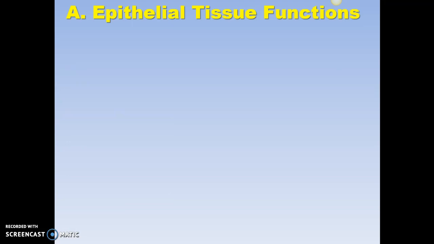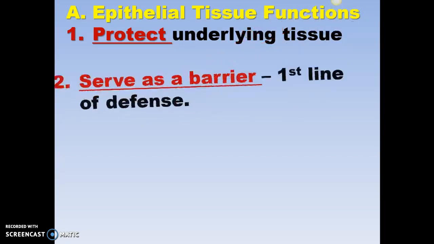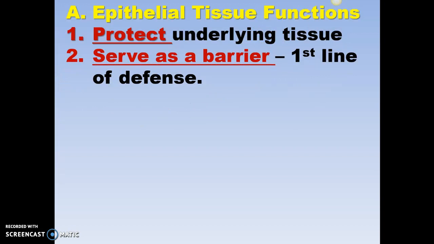Epithelial tissue functions. Protect. They're the first line of defense. Bacteria are trying to get in you every day. They take little magic carpet rides on your dust, your cells that slough off. Some do make it through, but not many. Those that make it through, our white blood cells take care of. It serves as a barrier, the first line of defense.